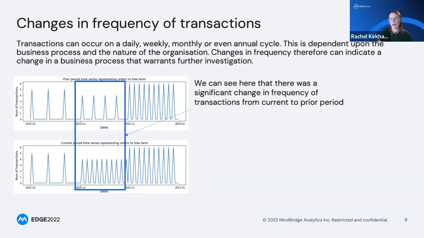If we compare that activity to the current period, we can actually see there was a significant change in the frequency of transactions in the month of November. So we can see that there was an increase in the frequency of those transactions. So that might indicate a change in the business. And in this particular example, which is a toy example, there was actually an increase in the number of people purchasing trees because more people had moved to the area. And that meant that there was an increase in the frequency of transactions.